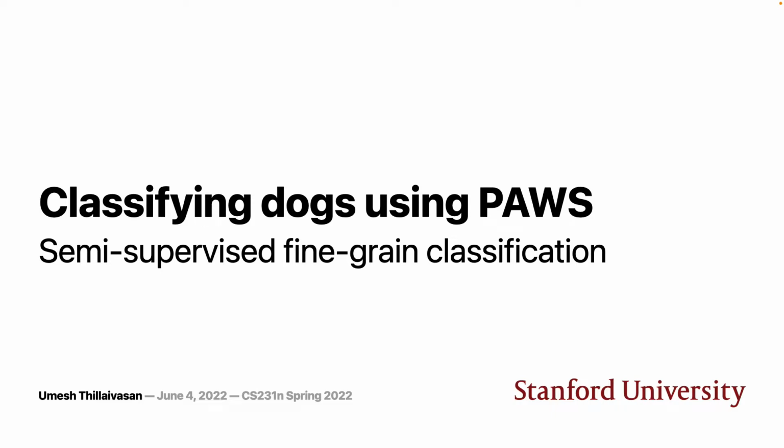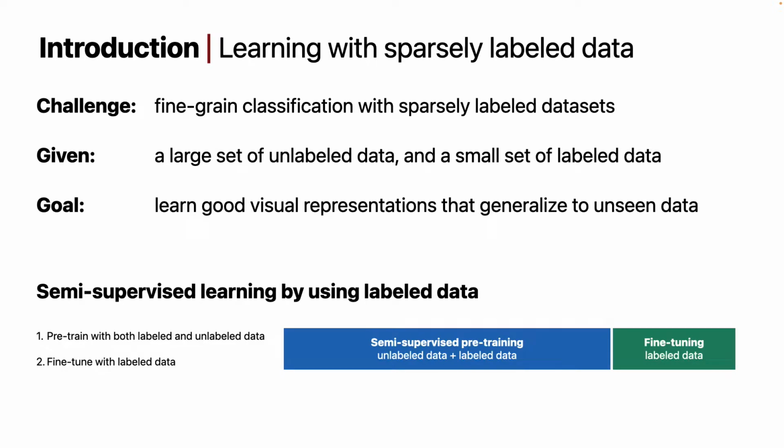And today I'll be explaining my CS231N Spring 2022 project, classifying dogs using PAWS, a project exploring how a semi-supervised image classifier performs on fine-grained classification tasks with sparsely labeled datasets. Modern-day machine learning requires lots of labeled data, but oftentimes it's challenging and/or expensive to obtain large amounts of human-labeled data. Therefore, how to learn with less labeled data is an important computer vision and machine learning research area.